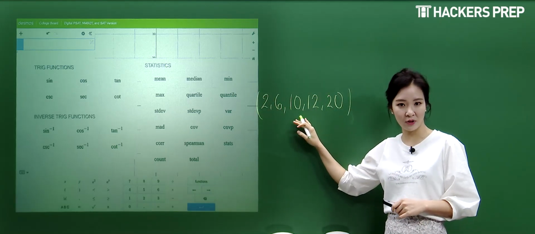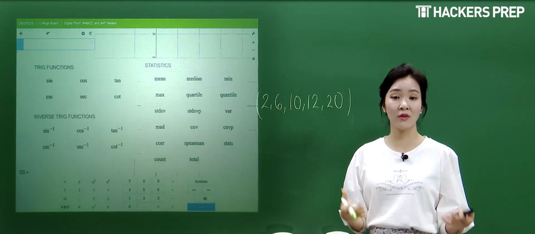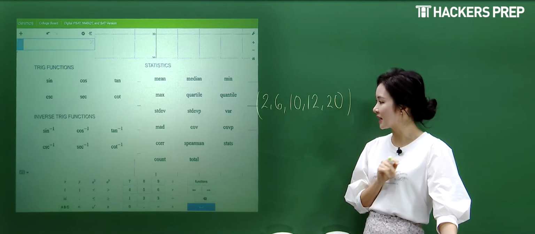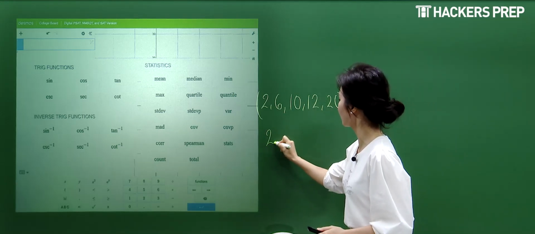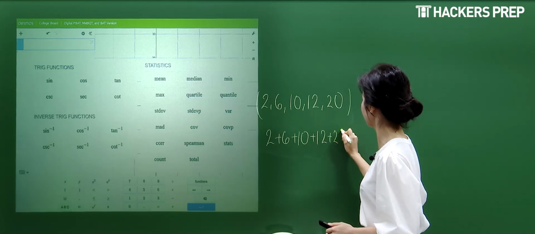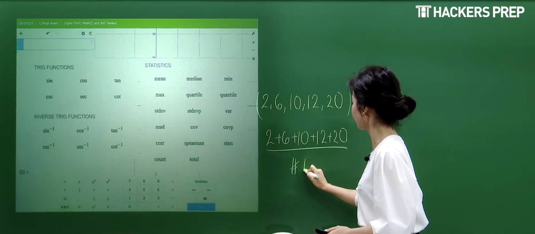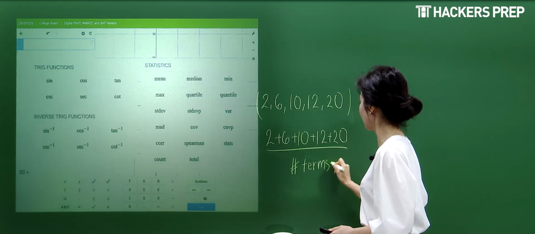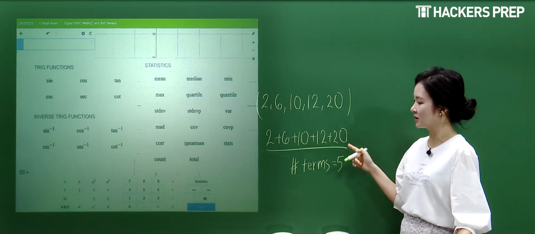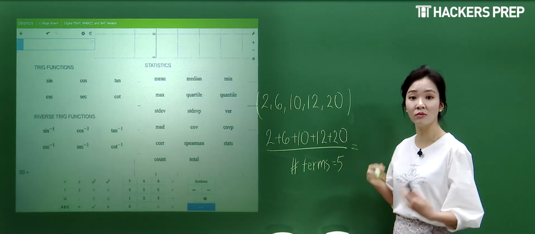So if we had a set of numbers like this, 2, 6, 10, 12, 20, and the question asked for the mean of the set, it's probably a good idea to know the definition of a mean, right? In this case, take the sum of all, and one more step, divide by the number of terms, right? In this case, 5. So you can simply use a calculator to take the sum of all the numbers and then divide by the number of terms, 5.